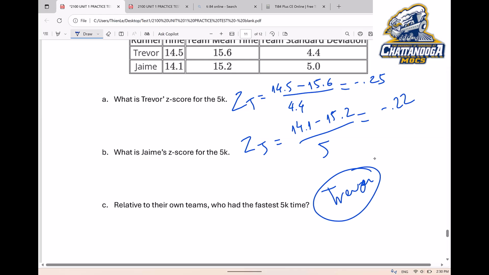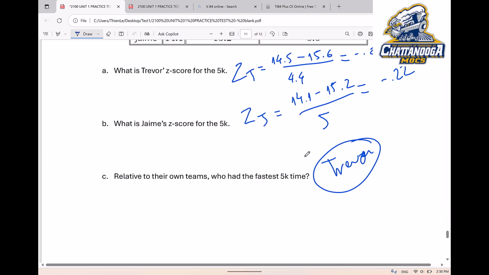So this z-score allows us to compare across data sets. But for this example, it's a little bit tricky, because in terms of running, the better you are, the less time you need to take to finish the distance, right?